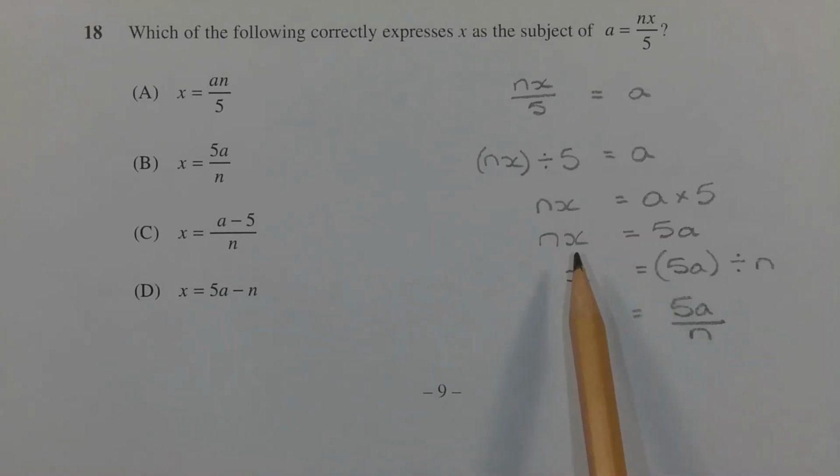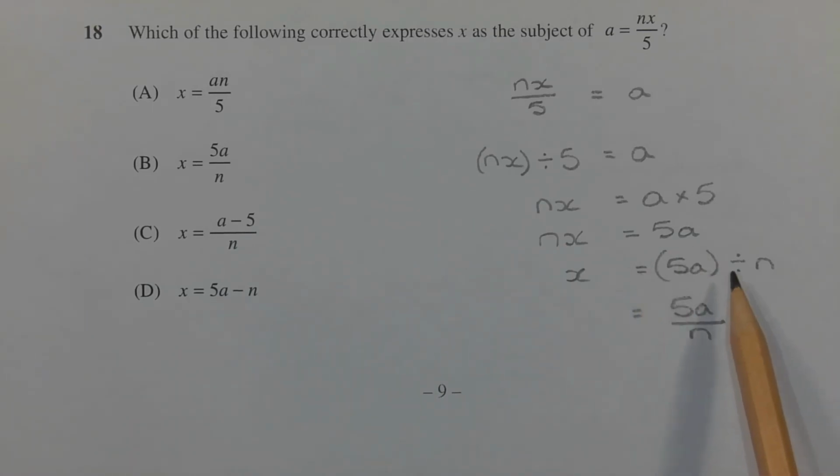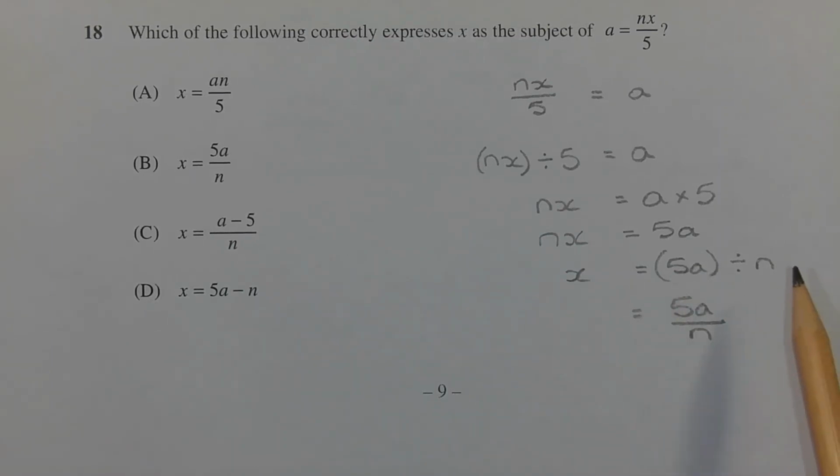The final step is to eliminate this n. So x is being multiplied by n, moving the n over to the other side, the multiplication becomes a division. So we can write it as x equals 5a in brackets divided by n. And writing that in fraction form, 5a becomes the numerator, n becomes the denominator. So x as the subject is equal to 5a over n. Therefore, the correct answer is option B.